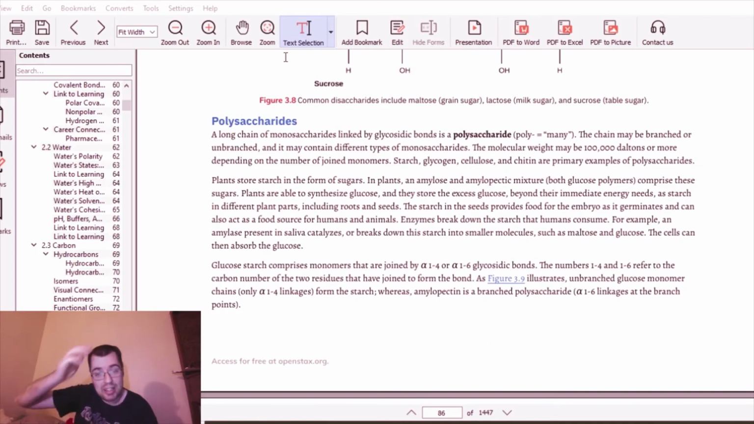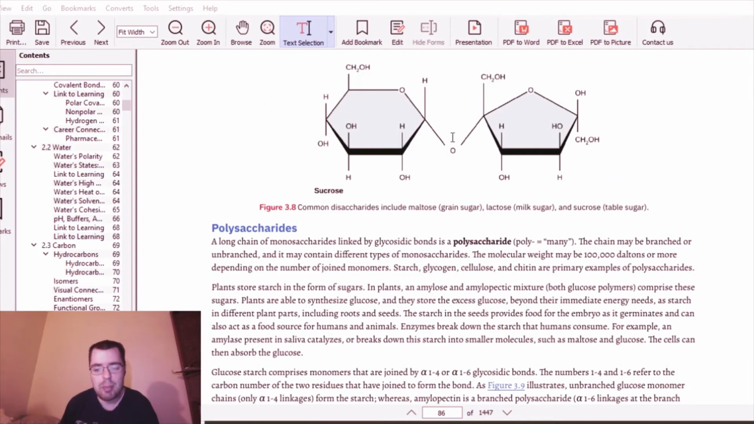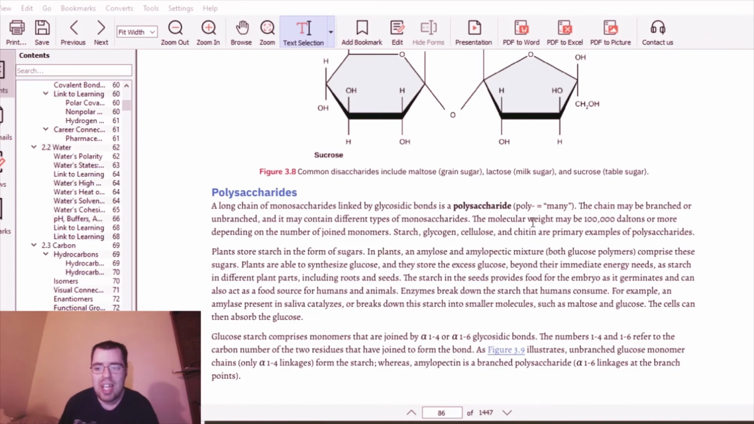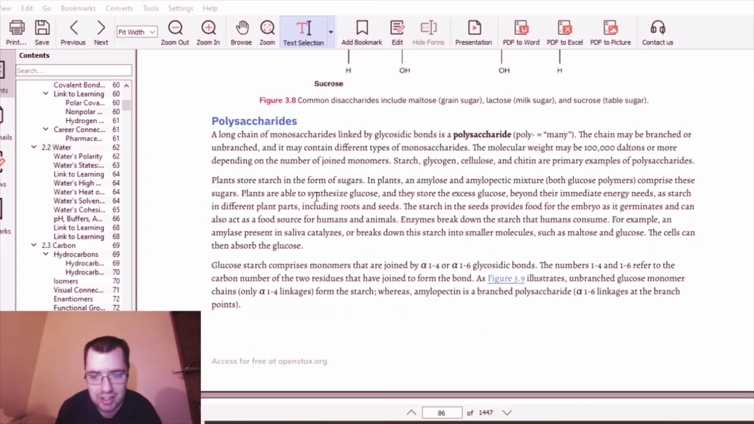And then we got polysaccharides. Polysaccharides are basically long chains of monosaccharides, like it says here, and they're all linked. Each link here is combined by glycosidic bonds, which is hard to say. Which again is basically what forms when going through a dehydration synthesis. The chain may be branched or unbranched, which we will discuss later. And it may contain different types of monosaccharides.